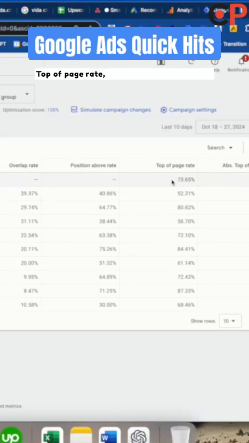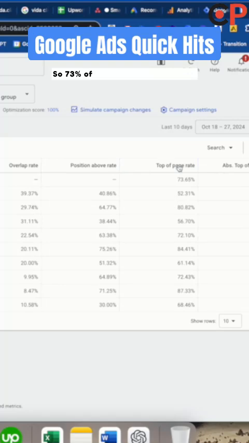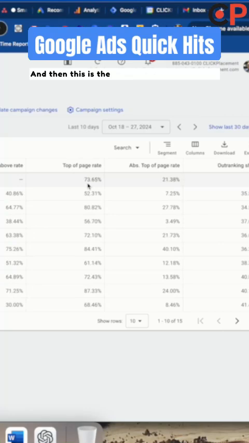Top of page rate. Top placement rate is how often your ad or the ad of another advertiser, depending upon which row you're viewing, was shown among the top ads in the search result. So 73% of the time we're in the top, meaning the top 2 or 3 or 4 search results at the top of the page, the ads, of course. And then this is the absolute top of page rate, first place.